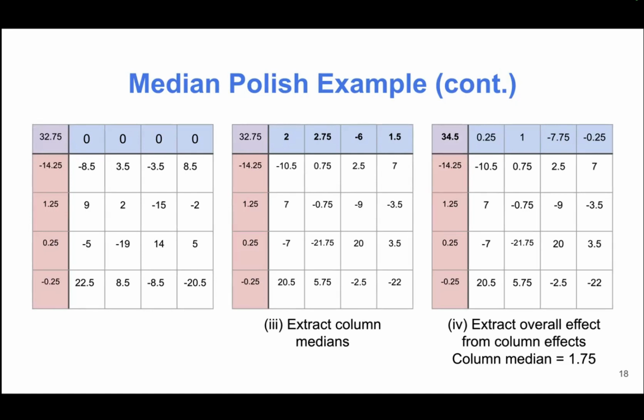So now what we're left with is our residual matrix, where for each value, if we add together the overall effect, the row effect, the column effect, and the residual for that combination of row and column, we'll get our original value. So again, we've pulled out the values that are consistently a factor in each of our columns and rows and each of our values overall, and we're left with this residual matrix.